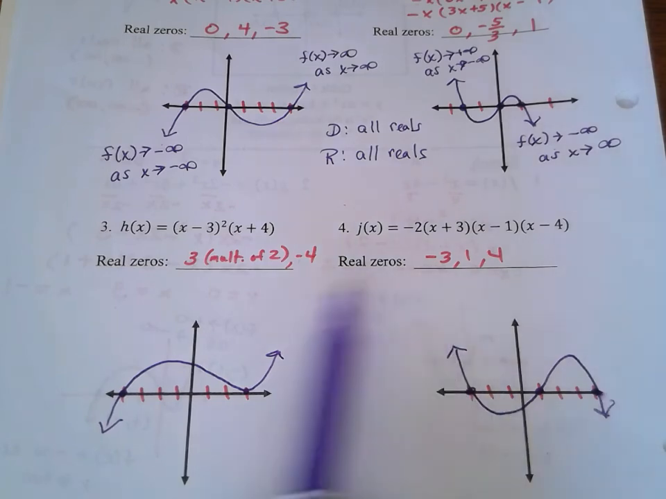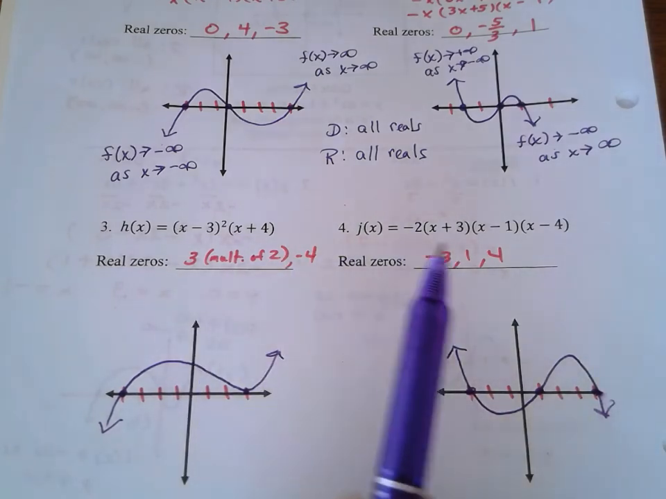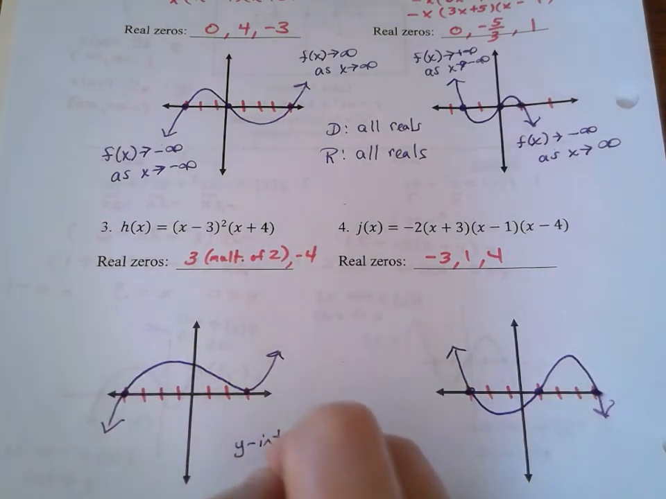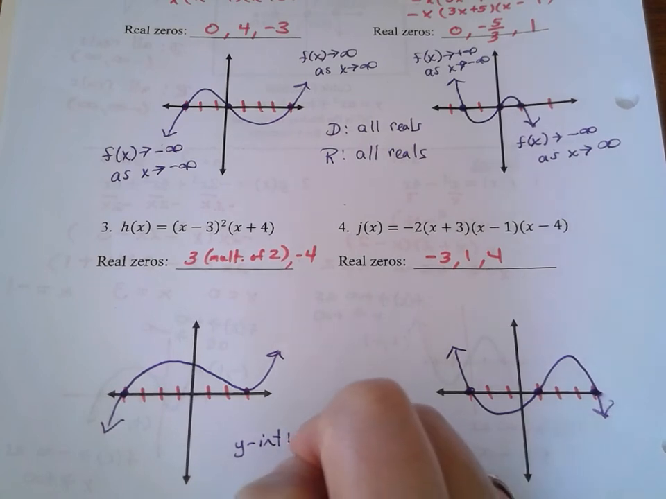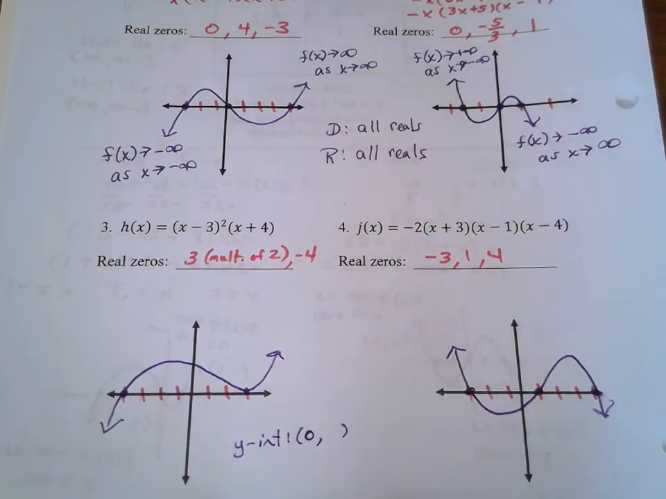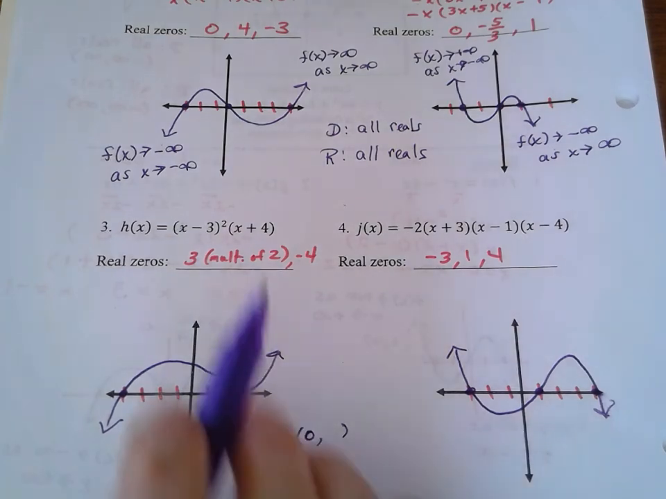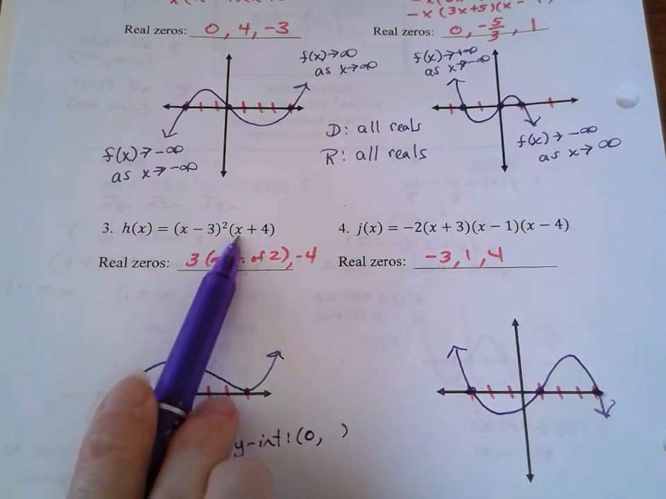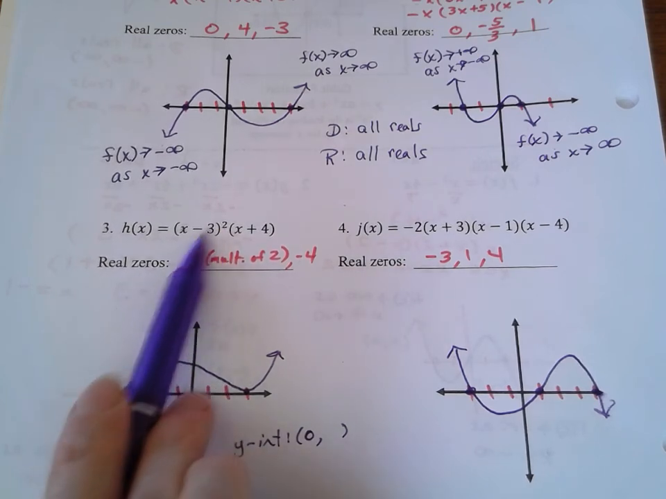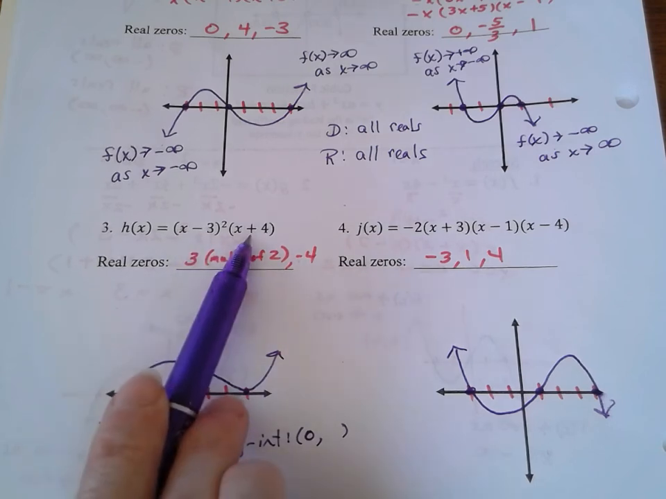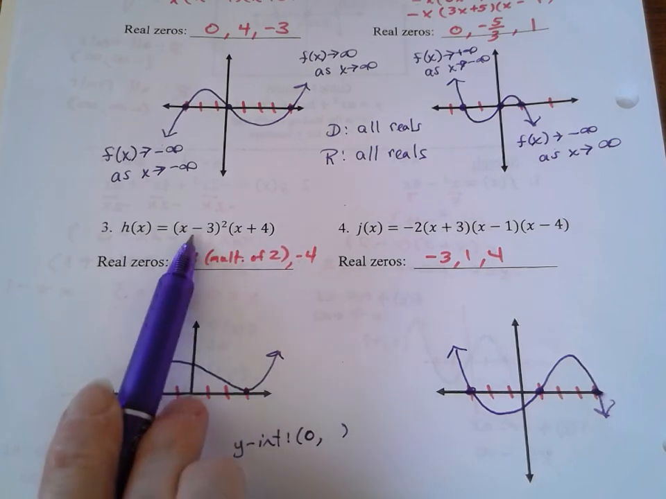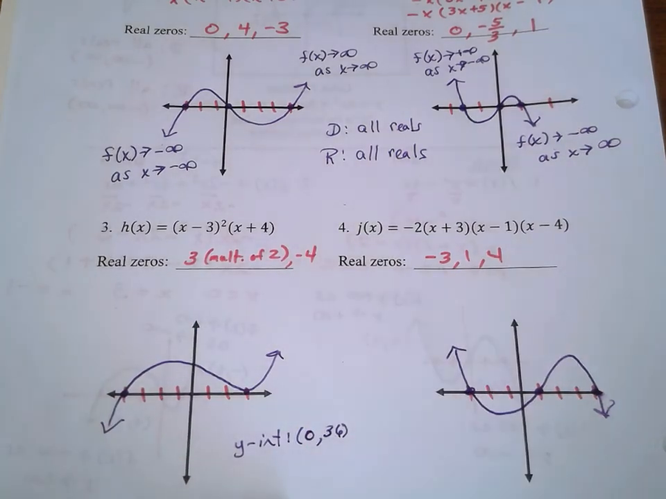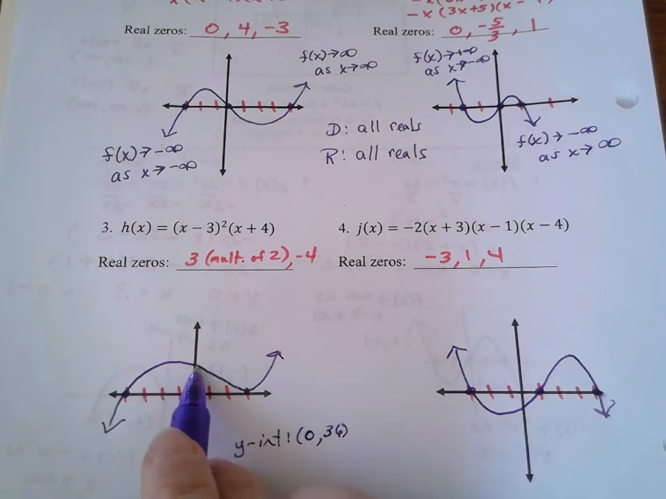If you ever need to find the y-intercepts by hand, the y-intercept is when x is 0. So what would that number be? Well, if you went up here and put 0 in for the x, this would end up negative 3 squared, which is 9, and this would be 4. So 9 times 4 would make that a positive 36. Well, that's my positive 36.